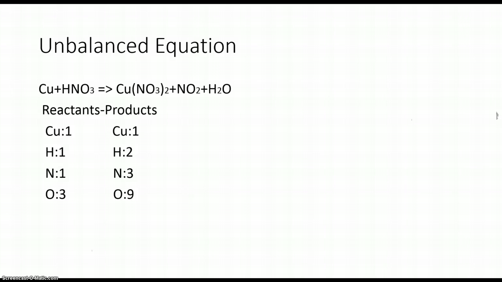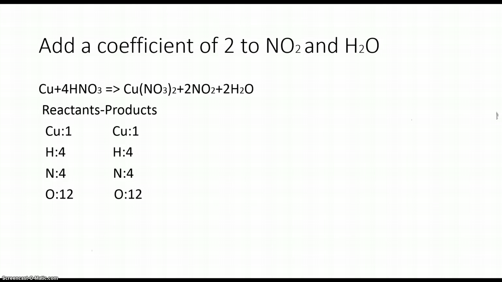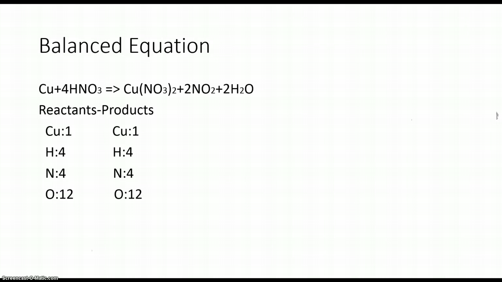The unbalanced equation would be copper plus nitric acid reacts to produce Cu(NO3)2 plus nitrogen dioxide plus H2O. And to start balancing it, we would add a 4 to the nitric acid. A good way to start balancing your equation is just add a coefficient to the largest compound, and then just make everything else add up. And you can see here we add 2 to nitrogen dioxide and water. And this is the final balanced equation.